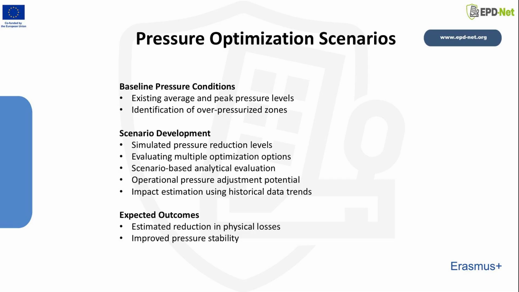Pressure optimization scenarios in a UKIP are evaluated analytically using measured data trends. The system does not perform full hydraulic network redesign but assesses operational adjustment potential within existing configurations.